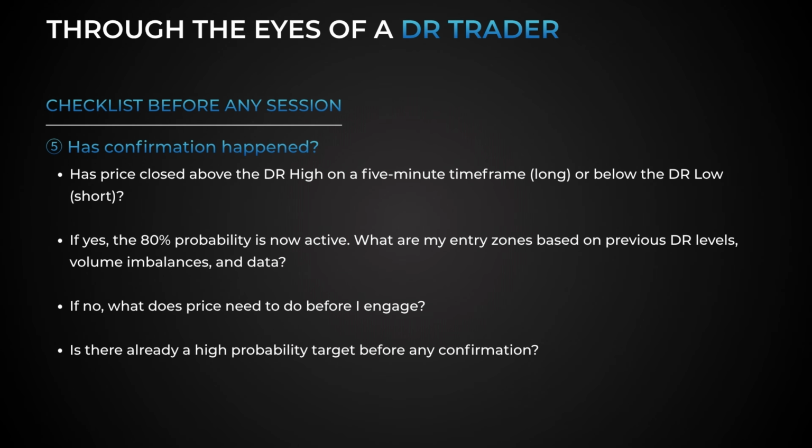5. Has confirmation happened? Has price closed above the DR high on a 5-minute time frame, long, or below the DR low, short? If yes, the 80% probability is now active. What are my entry zones based on previous DR levels, volume imbalances, and data? If no, what does price need to do before I engage? Is there already a high probability target before any confirmation?